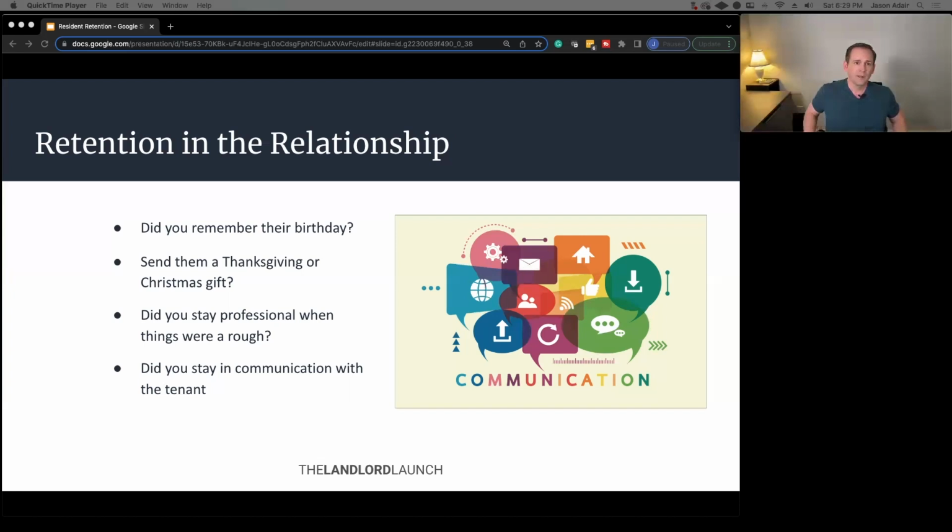But most of the stuff they don't actually end up resolving, but it goes a very long way in terms of retention and calming that situation back down, just because it's a place for them to be heard more than anything. So communication is huge.